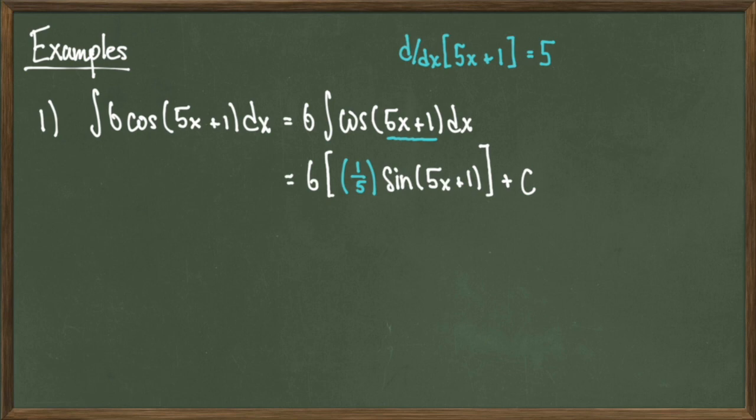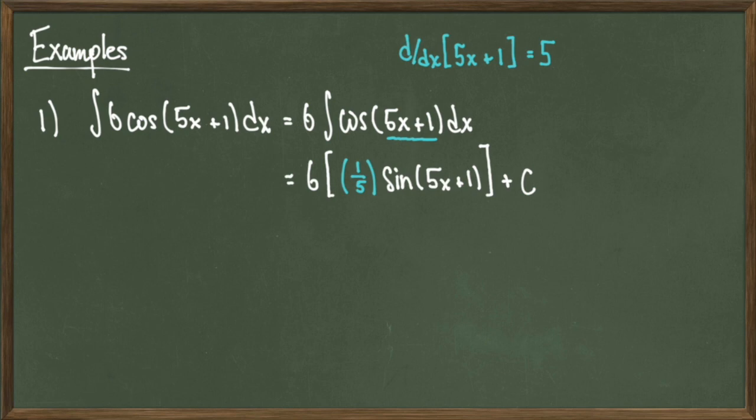The sine comes from the fact that we are integrating cosine. That shows up on the previous slide, but this addition of the factor of 1/5 here, that one's a little bit tricky. Again, think about what happens if I were to take the derivative of sine of 5x plus 1. Well, the chain rule would produce this factor of 5, and since that is not present in our original problem, I have to put in a factor of 1/5 to make up for that missing factor of 5.